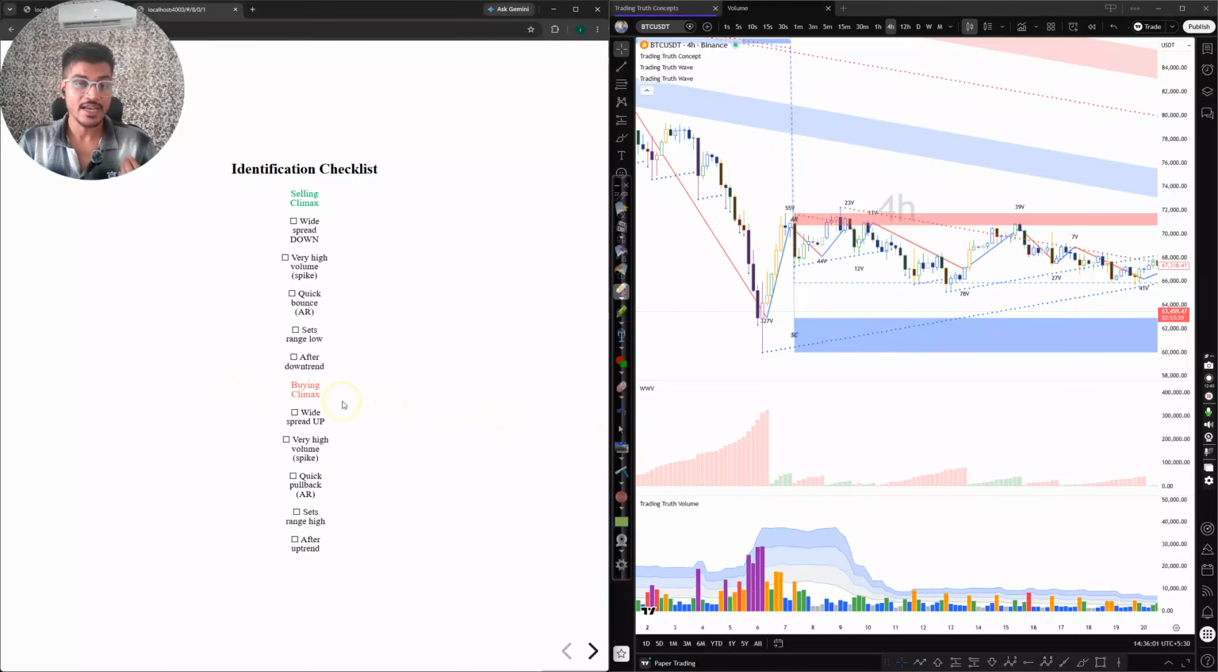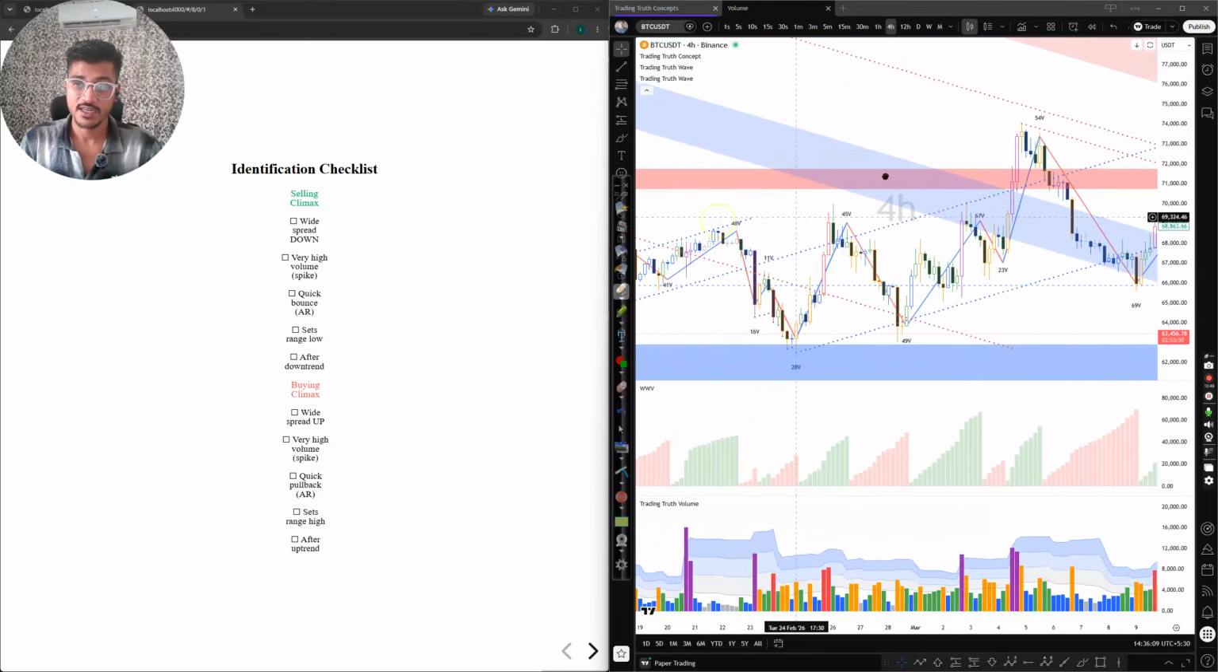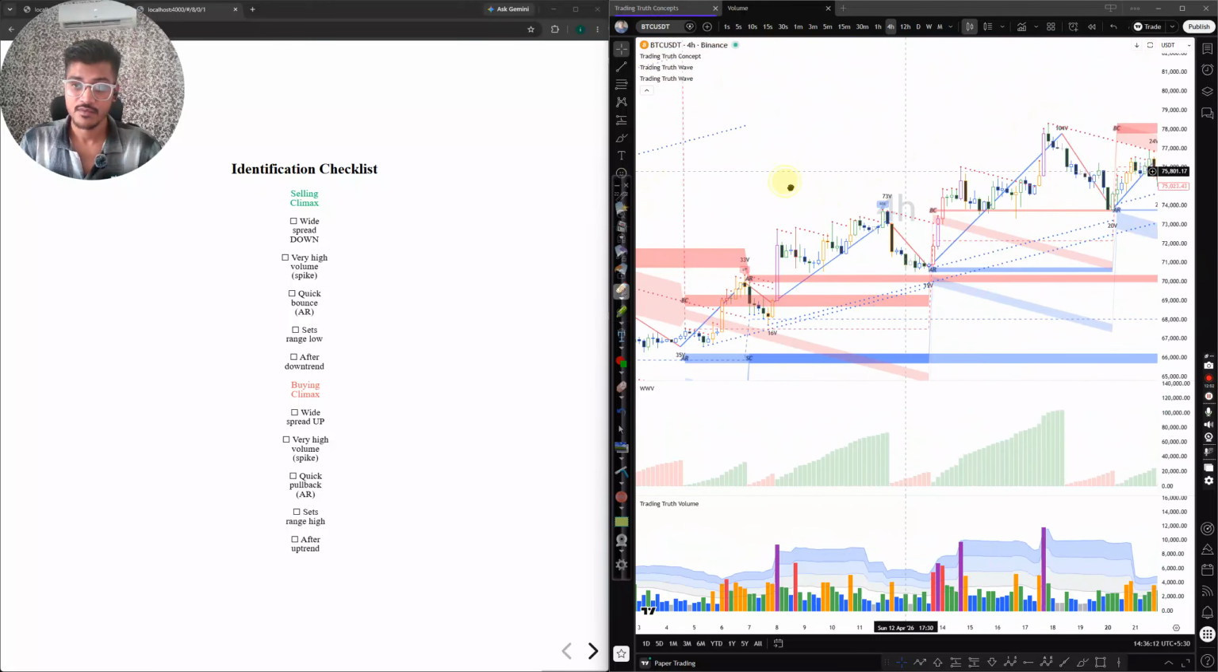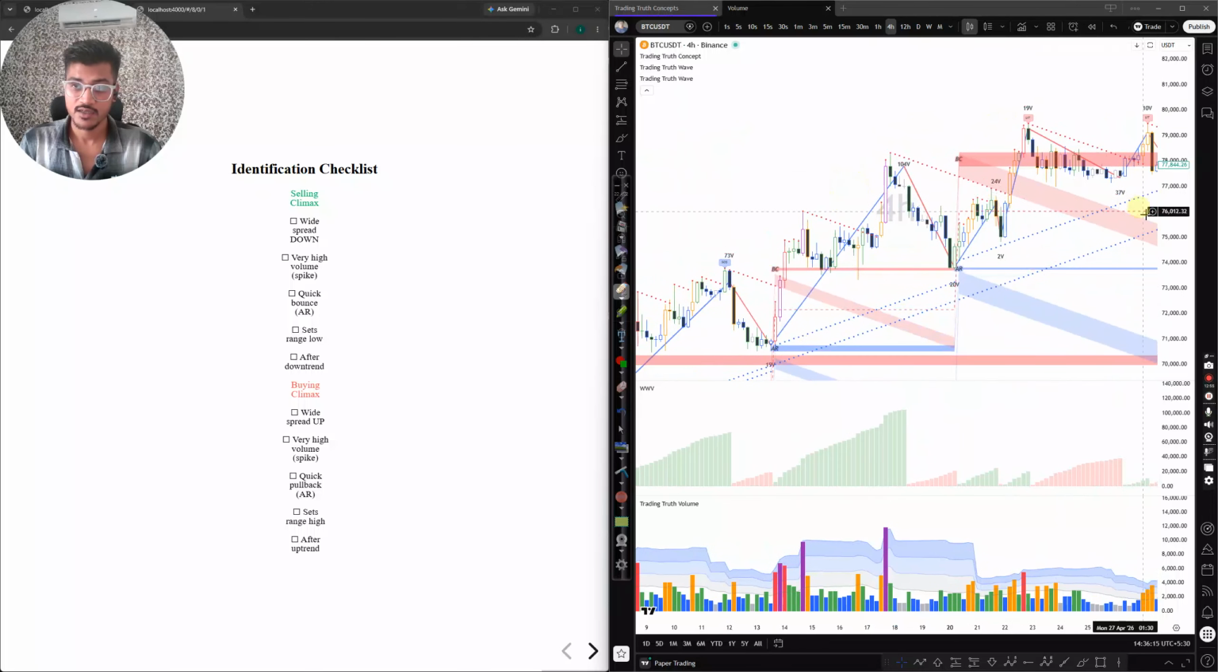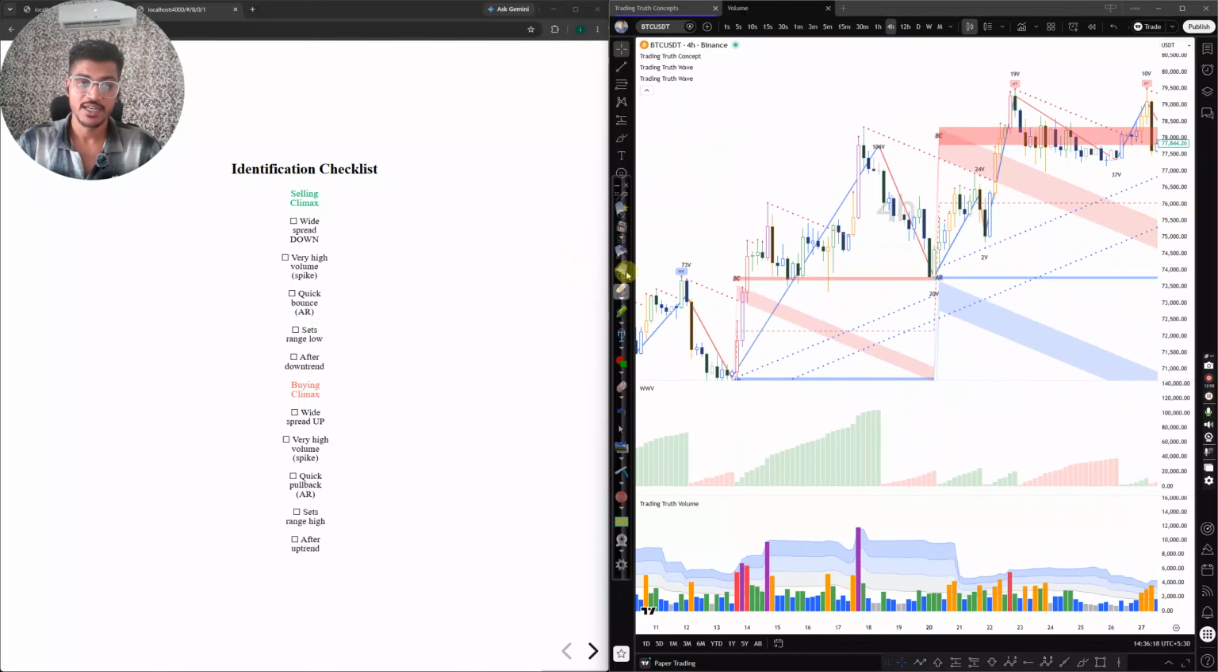Moving on. Buying climax is when you say, sir, I see a widespread candlestick on the upside. You see around here, right? I see a widespread candlestick on the upside like this, with very strong volume. Well, check it off, both of them. Quick pullback to the AR, and then it sets range high and low, and this happened after or during the uptrend.